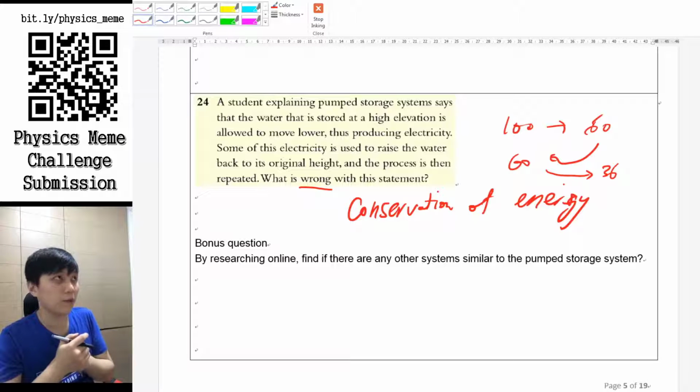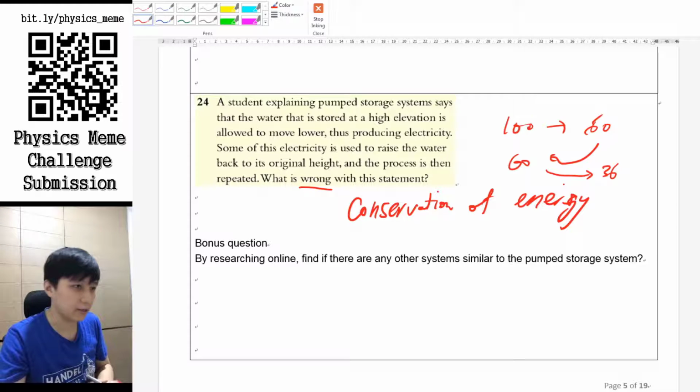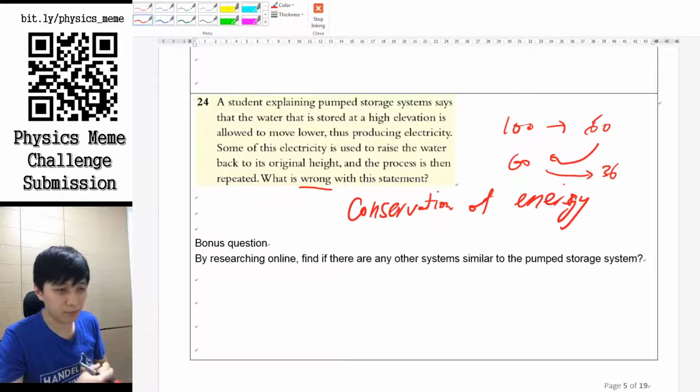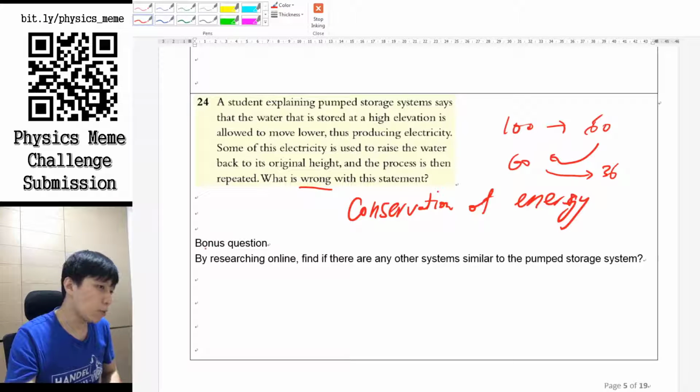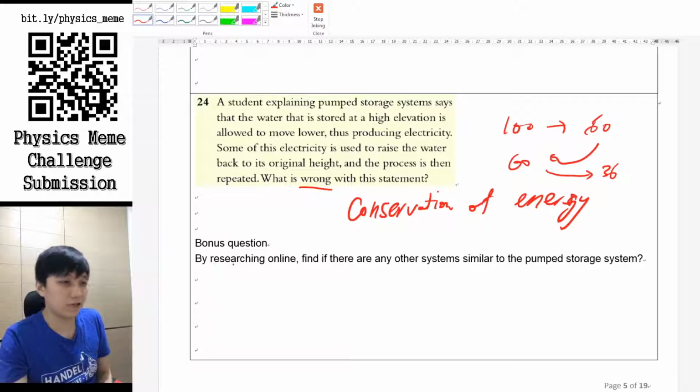Okay, so it's like people who want to build the perpetual motion, which you should have heard of in IGCSE. So yeah, I think this is a simple idea. More importantly, I would like you to do some research right now.